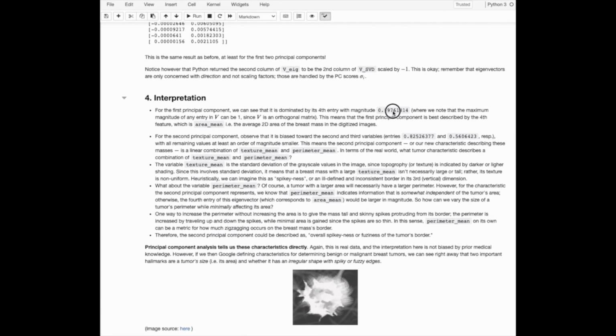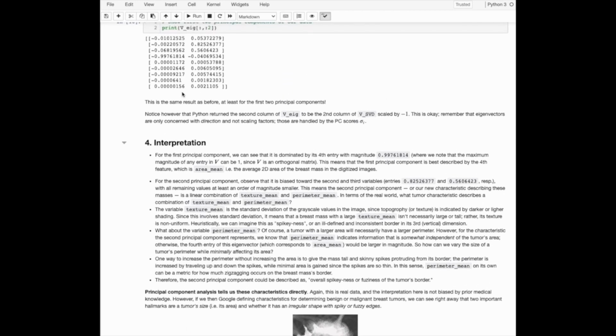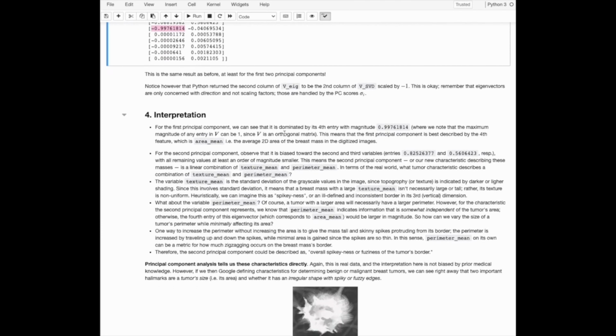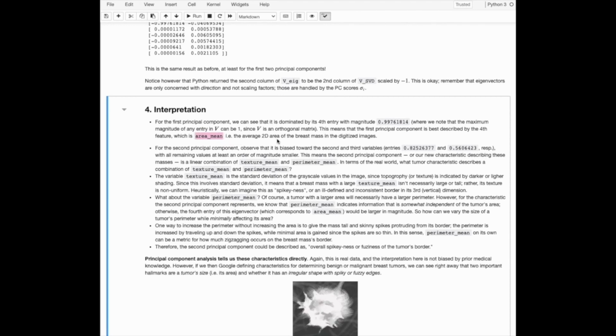Now comes a tricky part, trying to make sense of the principal components. For the first principal component, we can see that it's dominated by this 4th entry, with magnitude that's nearly 1, where we note that the maximum magnitude of any entry in V can be 1, since V is an orthogonal matrix. This means that the first principal component is best described by the 4th feature, which in this case is area mean, i.e. the average 2D area of the breast mass in a digitized image.